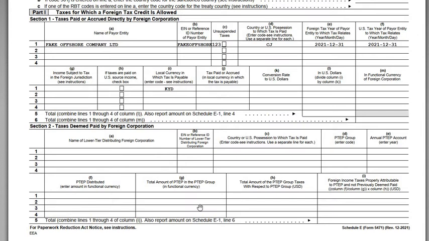Now, Section 2, even if you're subject to taxes, could be blank depending on whether you have any deemed taxes paid, right? So in column A here, they're asking what are the lower tier distributing foreign corporations. So if you had a tier, so multiple foreign corporations, so multiple tiers, and there were foreign taxes paid at the lower tier entities, if you have PTEP, so previously taxed earnings and profits, that is being distributed up to the parent company.